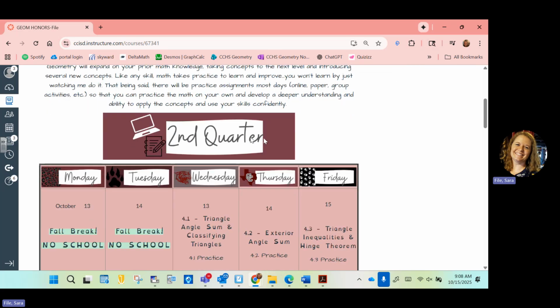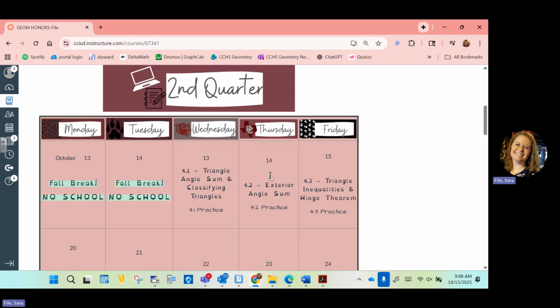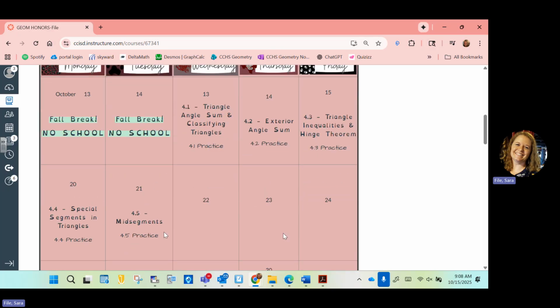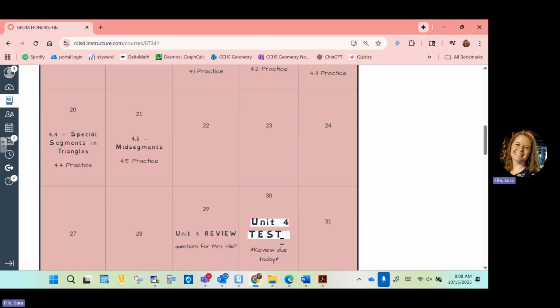We are starting Unit 4, which is triangle relationships. I didn't finish filling the whole unit in. I ran out of time this morning, but I did put in when your test is going to be. It's going to be in 2 weeks and a day. So 2 weeks from tomorrow is the Unit 4 test. It's not a super long unit.